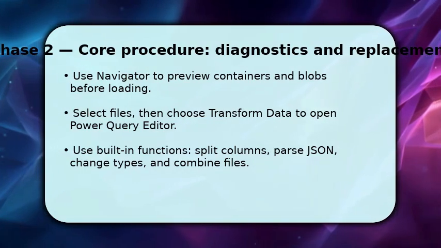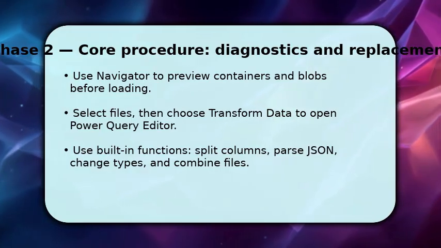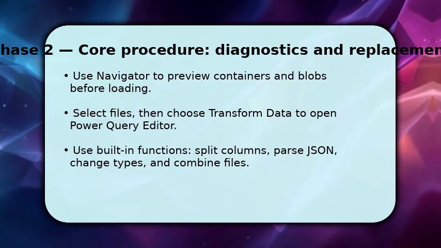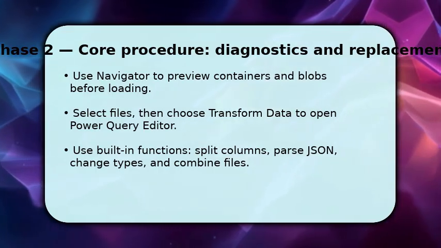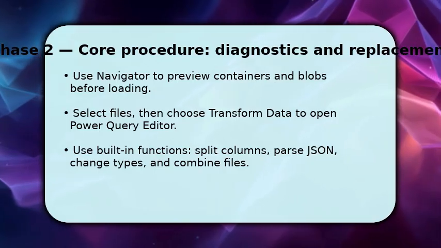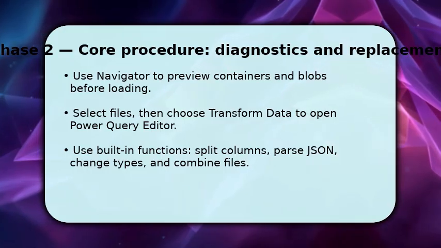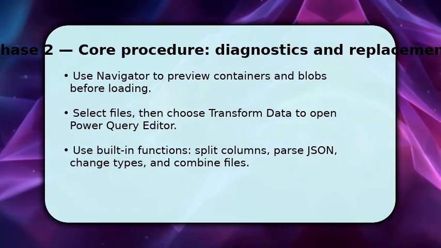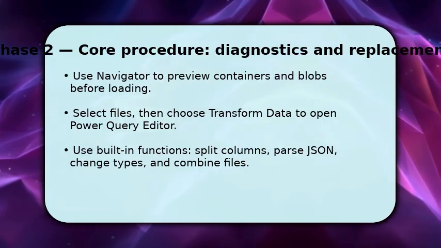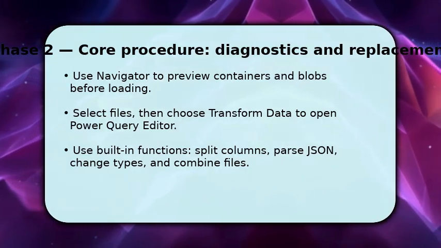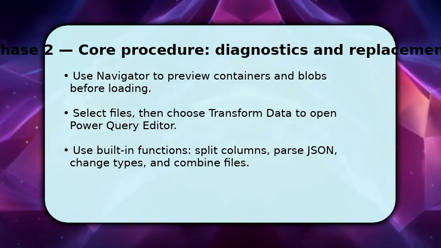Next, you pick the blobs and shape the data. In Navigator Preview, tick the files or folders you need, then choose Transform Data to use Power Query. Use combine binaries when multiple files share a schema, and apply steps like split columns, parse JSON or CSV, and set column types. This ensures consistent types and reduces refresh errors. Once your query looks right, apply Close and Apply. This prepares a clean dataset for visuals and sets the stage for scheduled refresh and performance tuning.